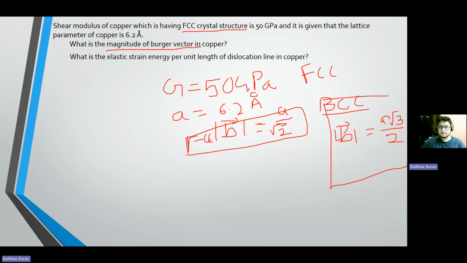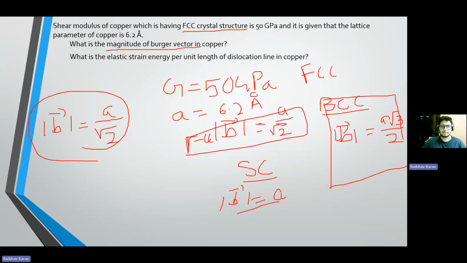Then we have another, that is simple cubic. In simple cubic, it is given by B equals A. The magnitude of the dislocation is the same as the lattice parameter. So you understood that the Burgers vector is dependent on the lattice parameter. And here what is given is the FCC crystal, that is copper. And for the FCC crystal, we will be using the Burgers vector B equals A by root 2.